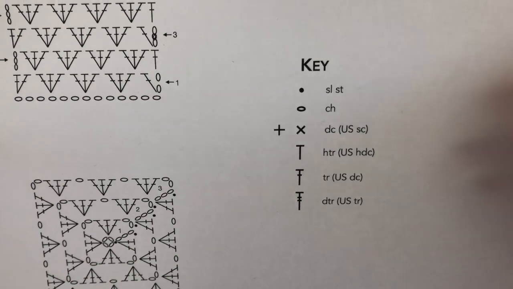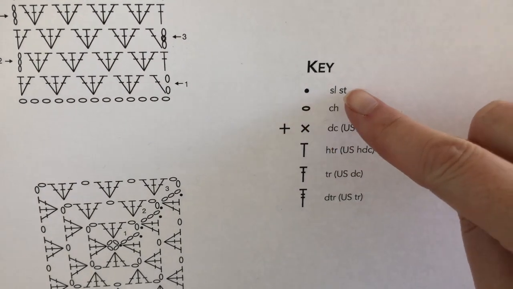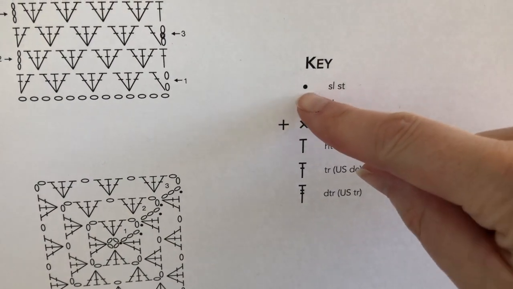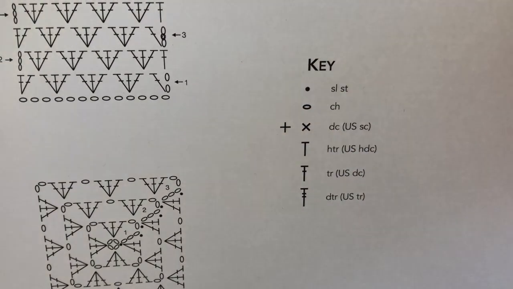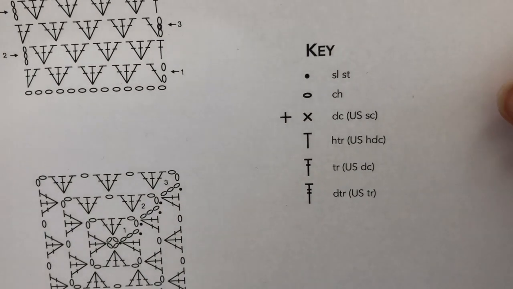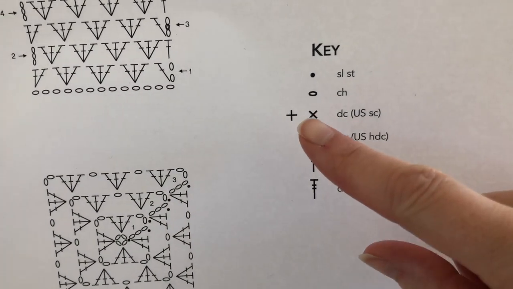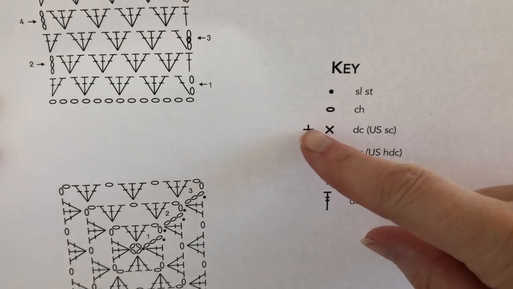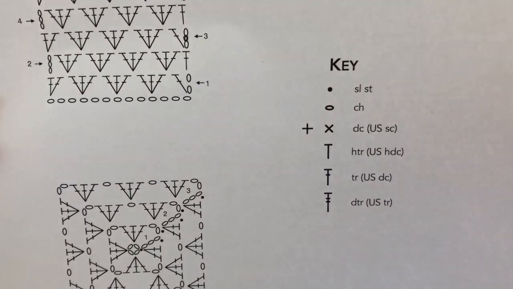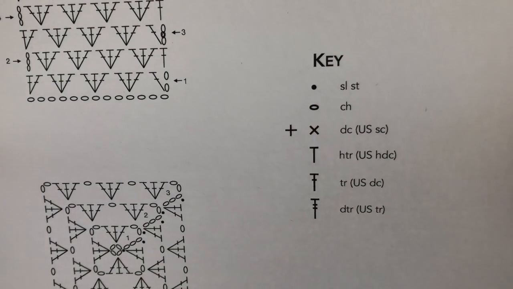We've got the little dot here indicating the slip stitch. We've got a little circular oval shape to indicate a chain. And then for a double crochet or a US single crochet, it normally takes the shape of a cross, either an upright cross or one that's like an X on its side. Either of those symbols are very common.